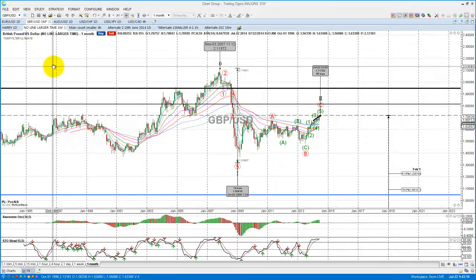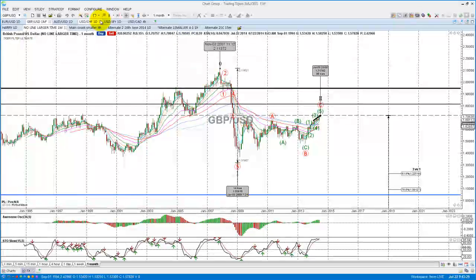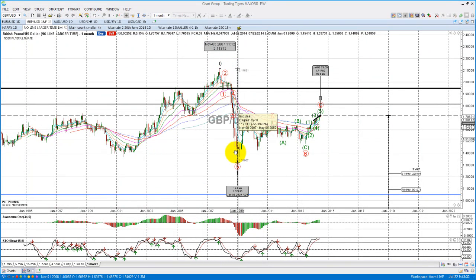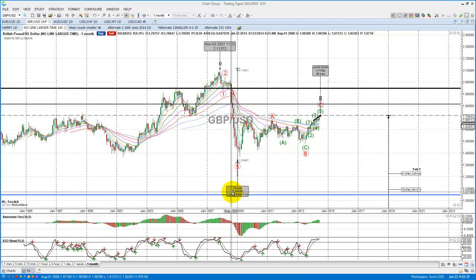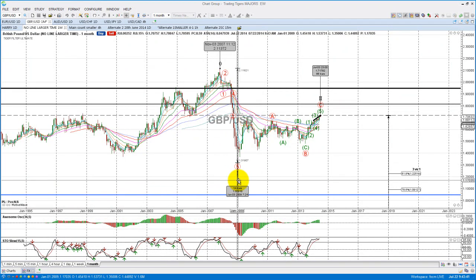Here we have our main count, which is still intact currently on the monthly chart. And we start our wave count way back on November the 3rd, 2007, where we can take 0.0 from the high here, and then taking the wave 1 off the cycle degree, which is blackened in Roman numerals, on the low of the 3rd of January 2009.